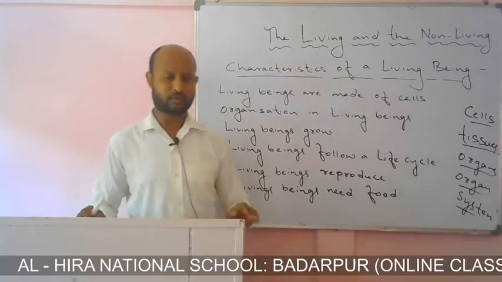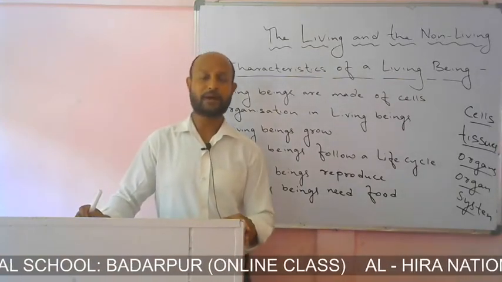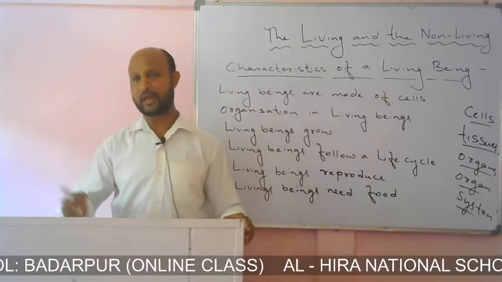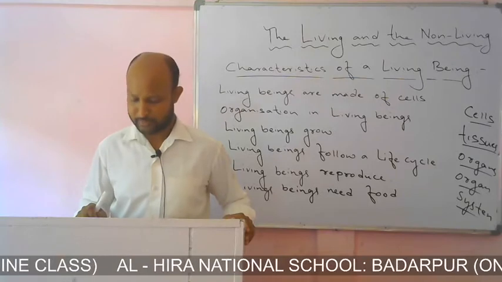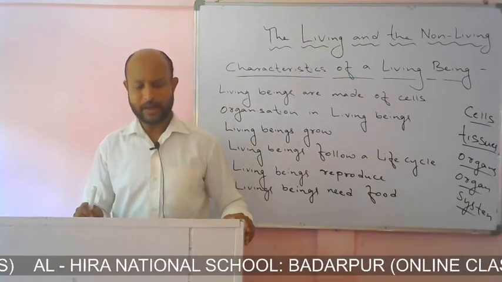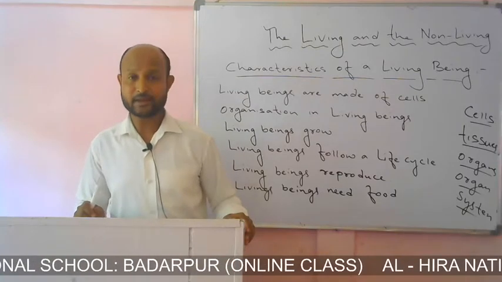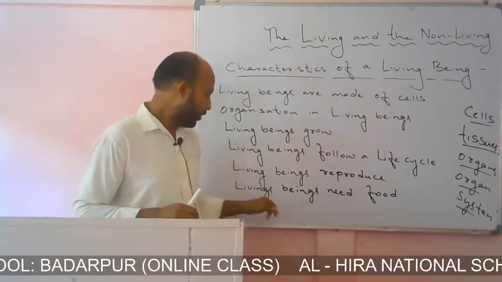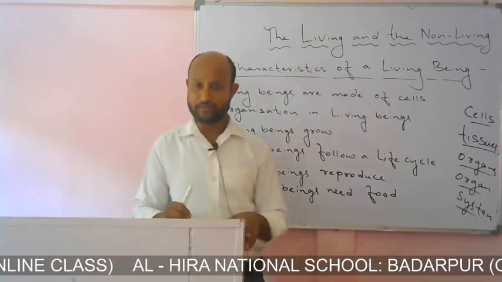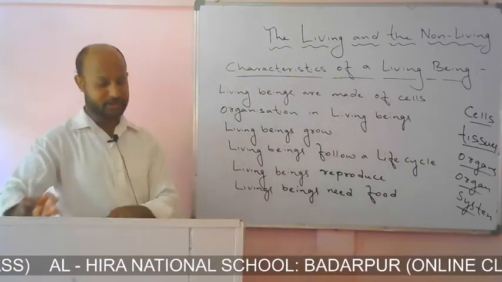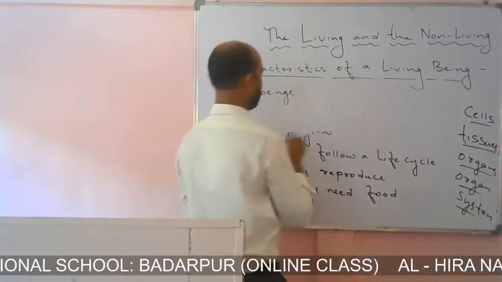You all know what is photosynthesis. It's a process by which green plants are able to manufacture food by themselves in the presence of sunlight by absorbing water and minerals from the soil and carbon dioxide from the atmosphere. So by undergoing such processes, green plants are able to make food by themselves. So this is all for the characteristic living beings need food. Our next characteristic is that living beings also respire.